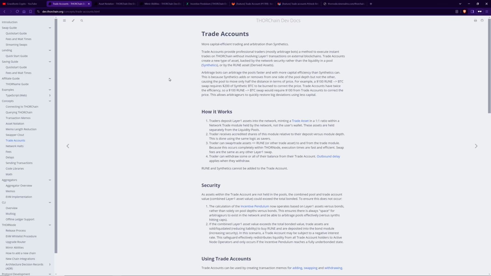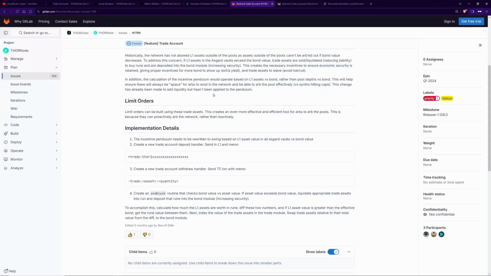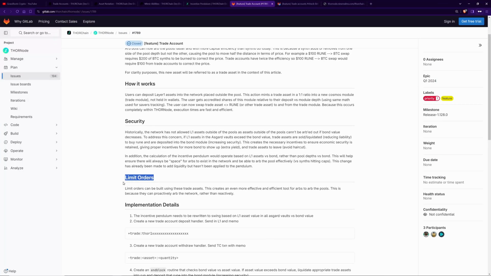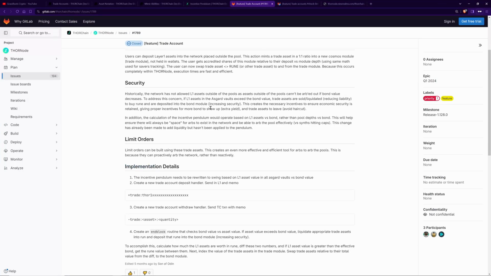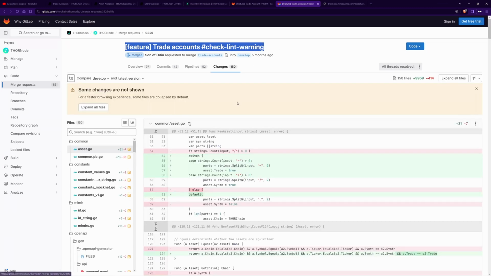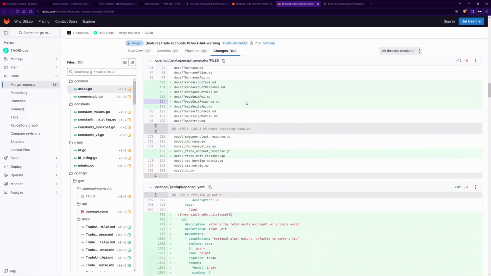For more information on trade accounts, you can read the docs here. You can have a look at the original feature, as well as some implementation detail. And there's a bit of a hint on limit orders, because limit orders will use trade accounts under the hood, as well as have a look at the code changes that were done for this particular feature. So this is the merge request. You can go ahead and look at all the code changes there if you wish.